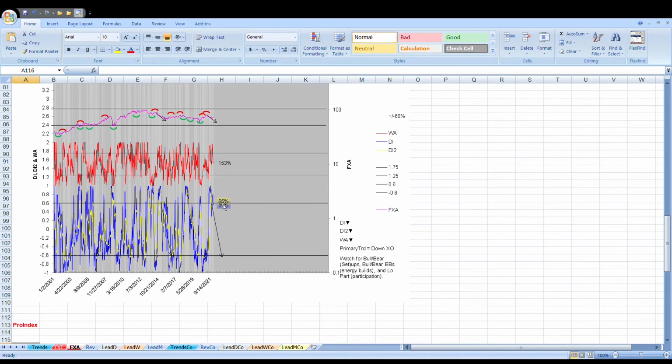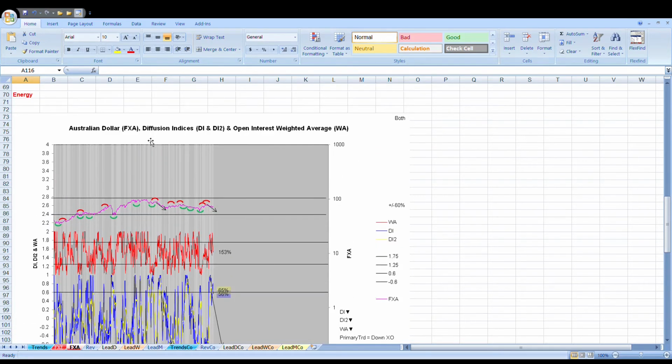Just like the euro, everyone says, well, the energy builds are strong, 56, 65. Why is this not rallying? Again, the same conversation we had about the euro. Bullish energy builds tend to take place, and then price slides through them. That's how the foreign exchange markets work.